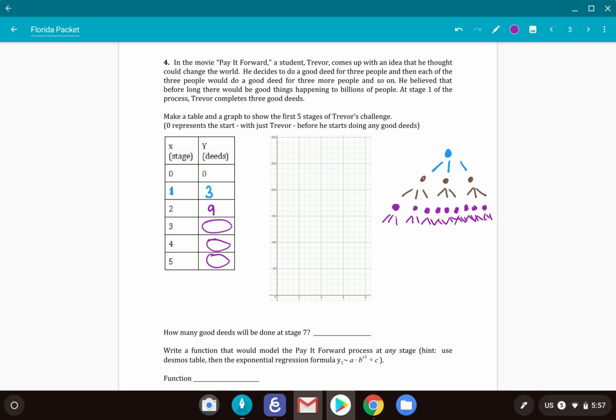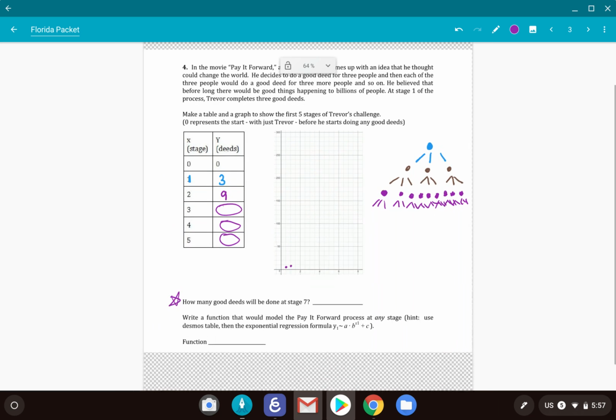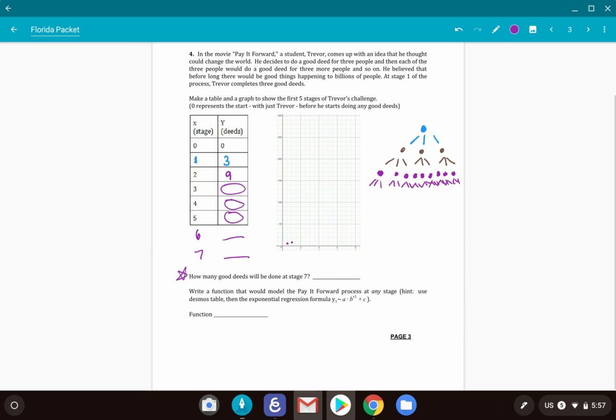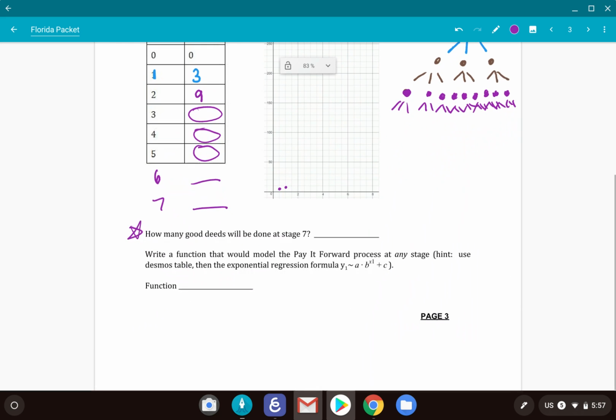So we're starting with 3 good deeds. We're going up to 9. And then how many is going to be in stage 3, stage 4, and stage 5? You figure that out. And then you need to figure out how many would be done at stage 7. So if we have 6 and 7, how many good deeds will be done? And then finally, we're going to review how to write a function that would model this process.